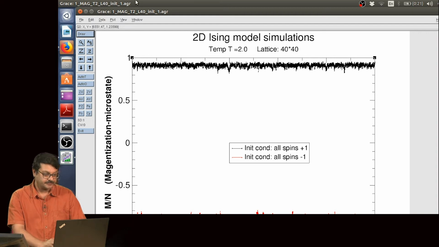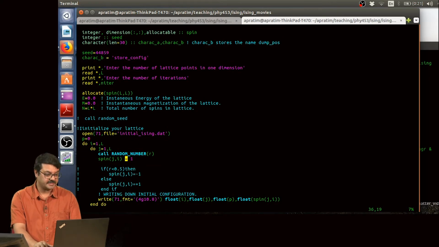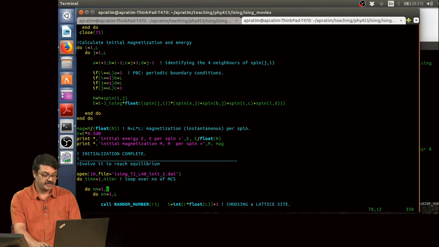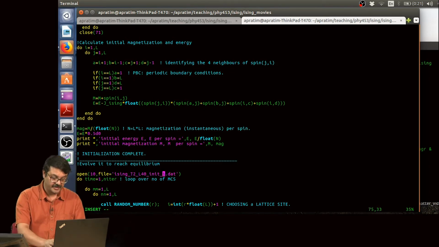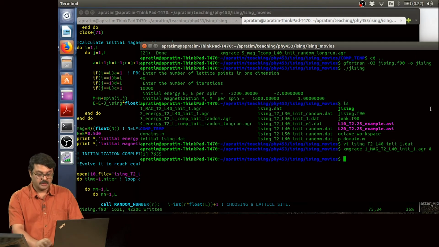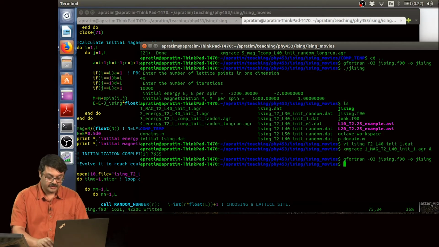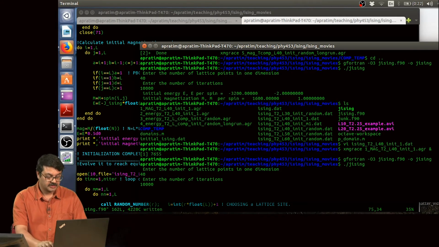Now, you can also start where all the spins are pointing down. This is just the initial configuration. So, I just put this to be -1, all the spins are pointing down now. Correspondingly, I should save it in a different data file. The temperature remains the same, the box size remains the same, but the initial condition I have set to be M1 for -1. I again compile the code because I have changed the code, then I run it. It is again 40, and I want to run it for 10,000 iterations.